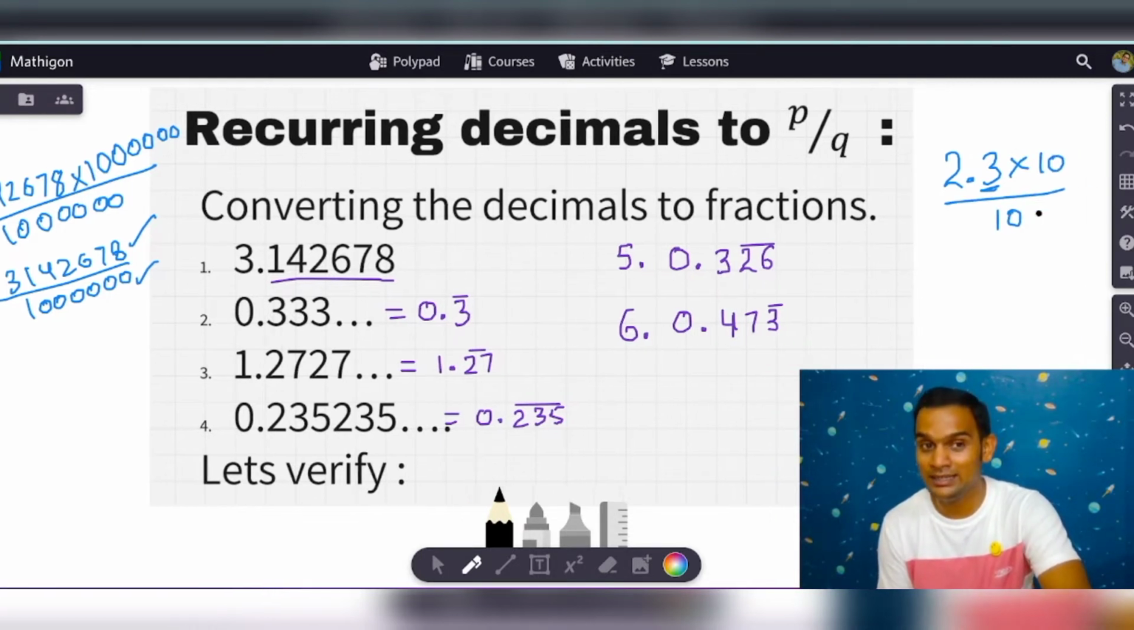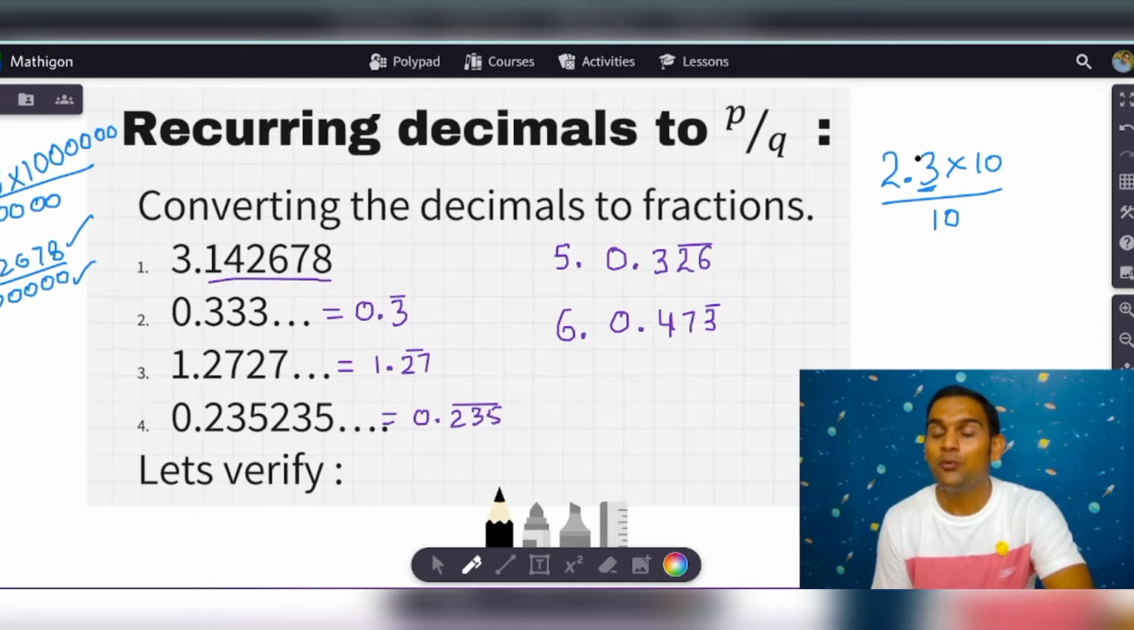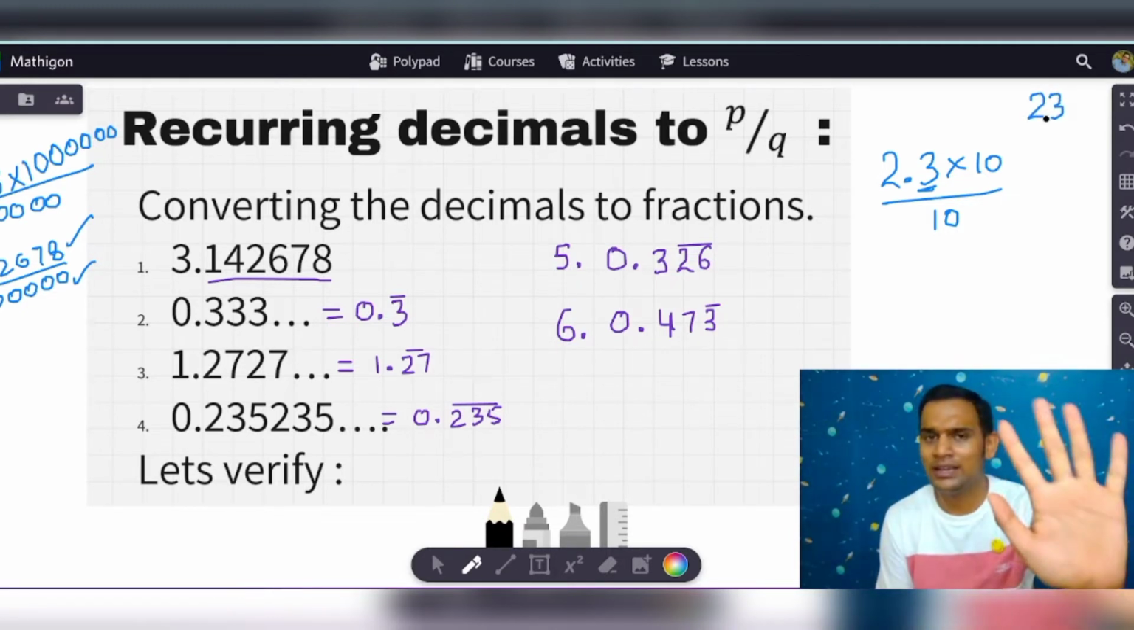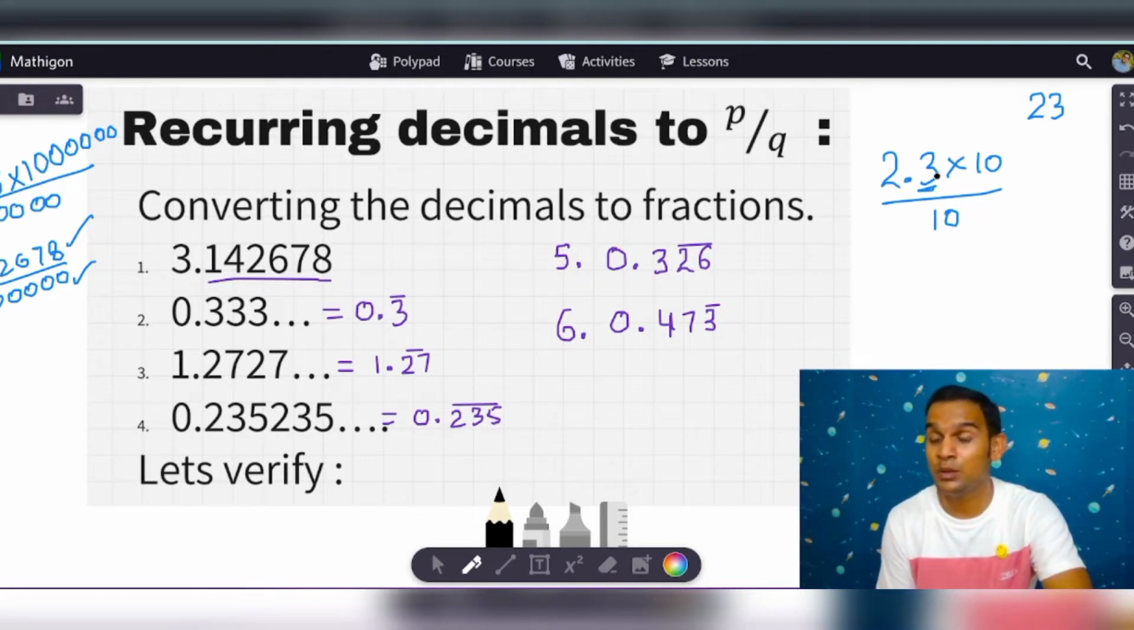So what exactly did we do? Whenever you multiply 2.3 times 10, we get a natural number, yes or no? Or we can say an integer. We are not left with a decimal number, right? That is why we count the number of decimal places, and if we multiply by that many zeros, we get an integer in the numerator.